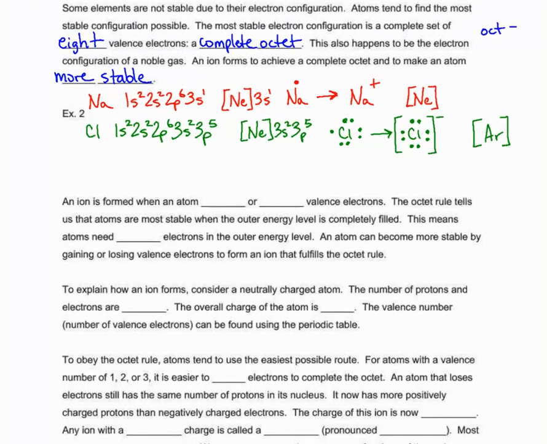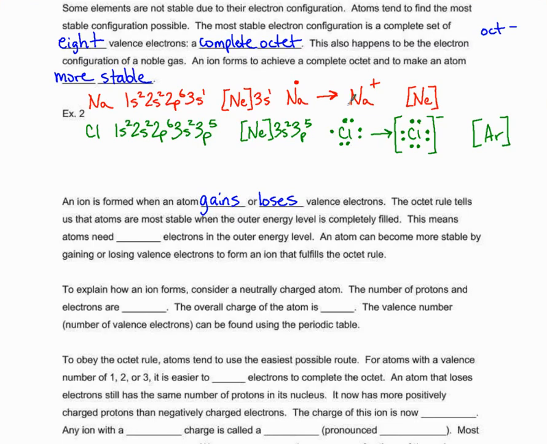An ion forms when an atom gains or loses valence electrons. So there's a thing called the octet rule. The octet rule tells us that atoms are most stable when their outer energy level is completely filled. So the octet rule says that this chloride, the Cl minus ion, is more stable than this neutral chlorine, which is short 1 electron.